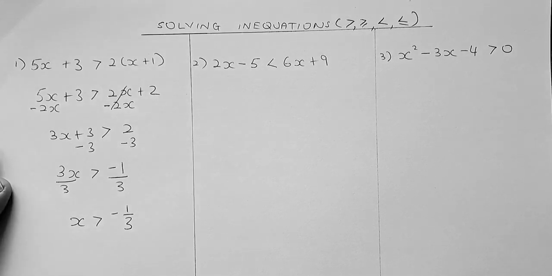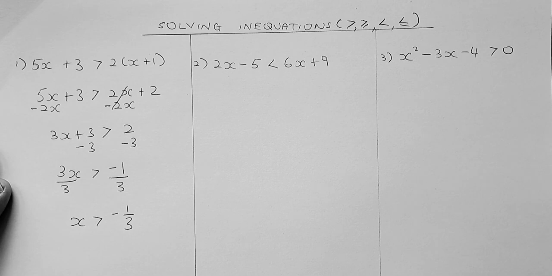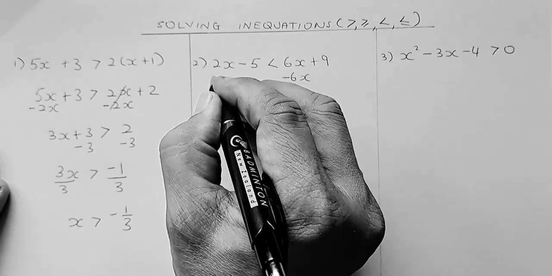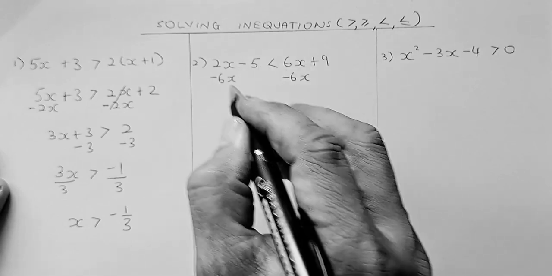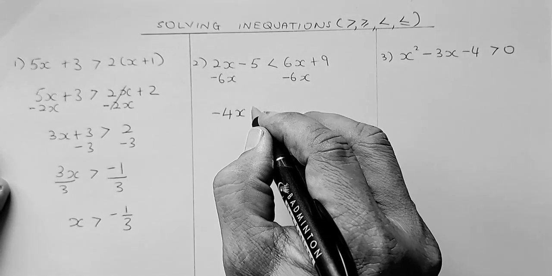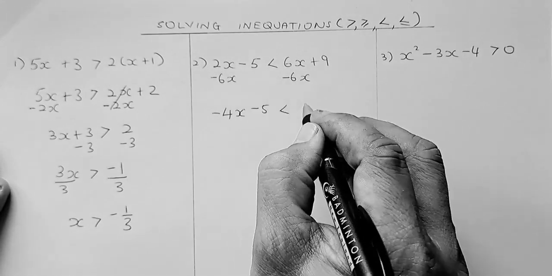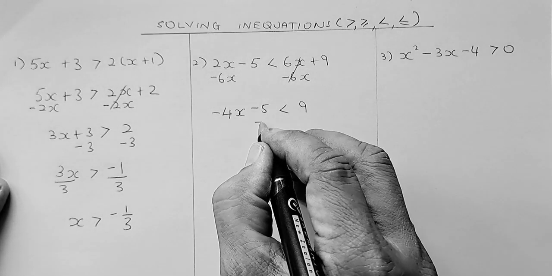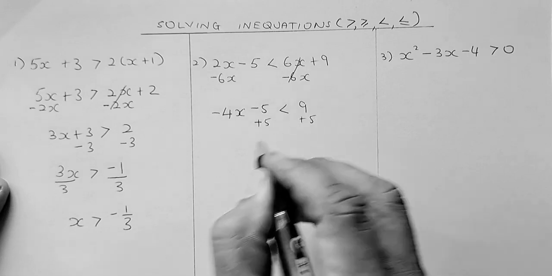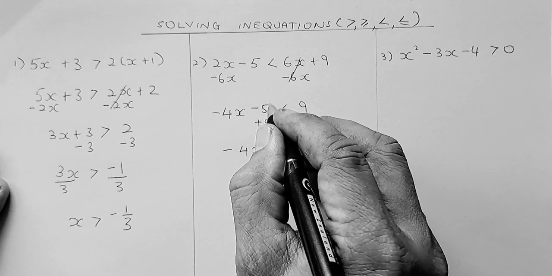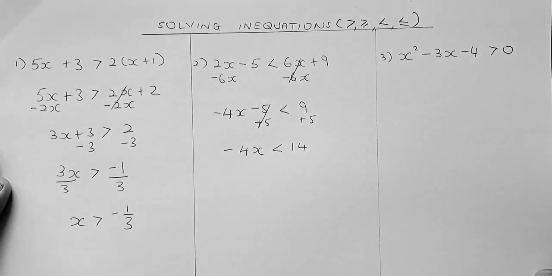You have 2x minus 5 is less than 6x plus 9. Again, you need to get rid of this 6x, you minus 6x on both sides. So when you minus them, 2x minus 6x, what you are left with is minus 4x minus 5 is less than 9, because 6x minus 6x will cancel out. Next, you are going to get rid of negative 5, you plus 5 on both sides. So what you get is negative 4x is less than 14, because 5 minus 5 cancels out.